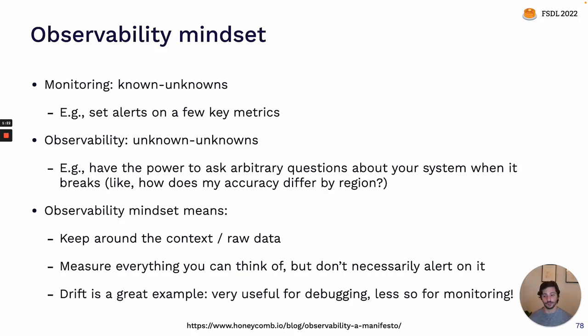Drift is a great example of this. It's very useful for debugging because let's say that your accuracy was lower yesterday than it was the rest of the month. Well, one way that you might debug that is by trying to see if there are any input fields or projections that look different, that distinguish yesterday from the rest of the month. Those might be indicators of what is going wrong with your model.